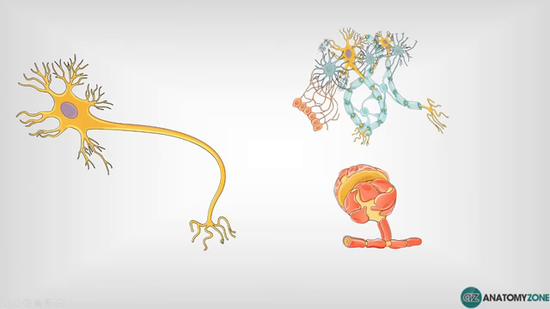There are two types of cells in the nervous system. You've got neurons and you've got glial cells. So glial cells are the supportive cells which support neurons in their function of communication within the nervous system.